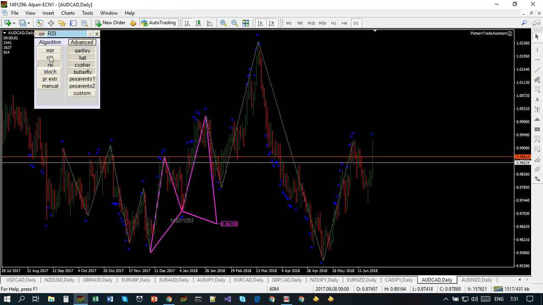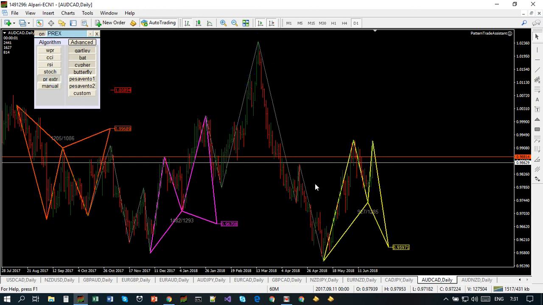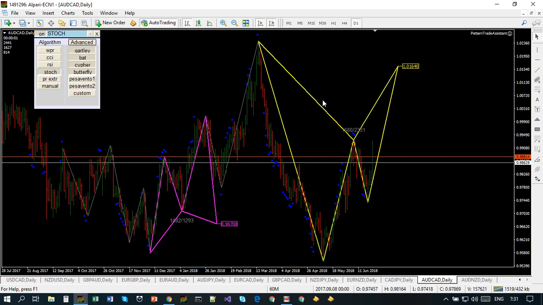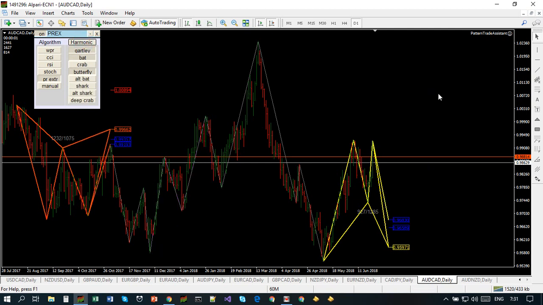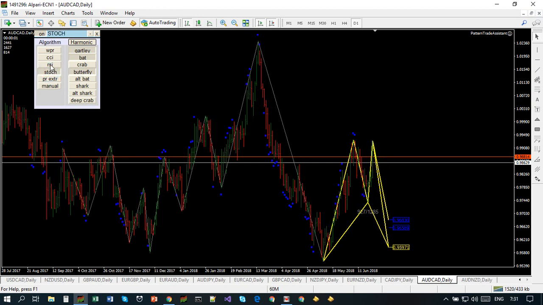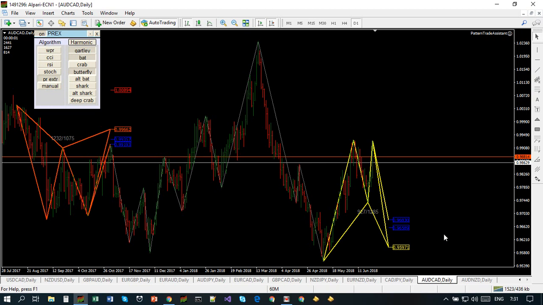So stochastics says nothing. Okay, it's not an obvious pattern. In the same way, this larger bat is not an obvious pattern, because it is seen only by the stochastic algorithm. Let us switch to the harmonic approach, and with the harmonic approach we see the same bat, but it's not that obvious either. Okay, I would skip this pattern, or I would wait for a kind of confirmation.